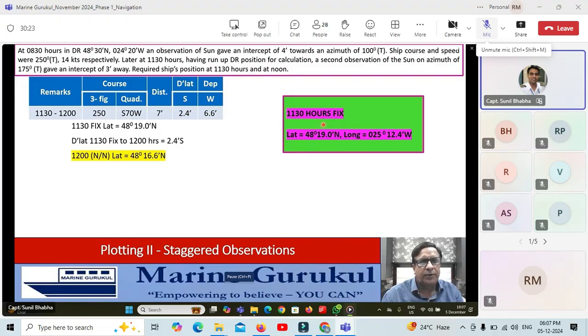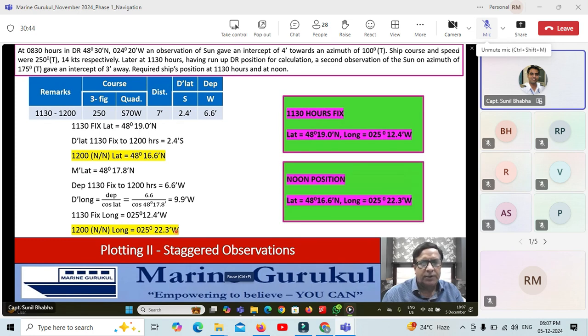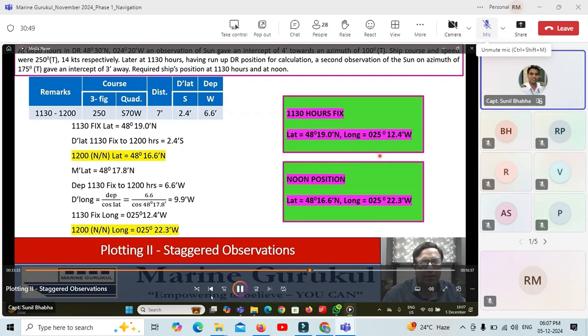Using the MLAT between 1130 lat and 1200 lat, we can convert this departure into D long, apply that D long to the longitude of the 1130 fix, and that gives us the noon longitude as 025 degrees 22.3 minutes west, and hence we get the coordinates of the vessel's position at noon on that particular day. And that's how this question can be completed. Just to summarize and to draw your attention, please be careful on taking a call as to which point needs to be transferred.